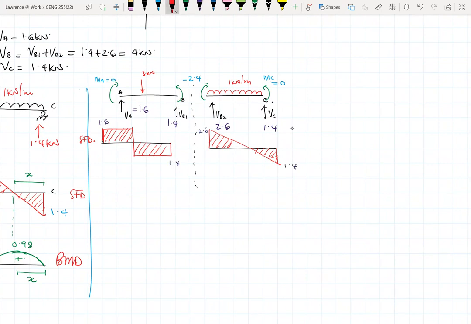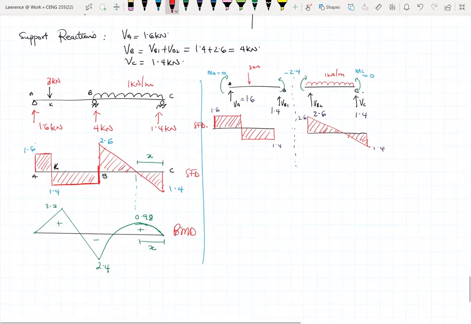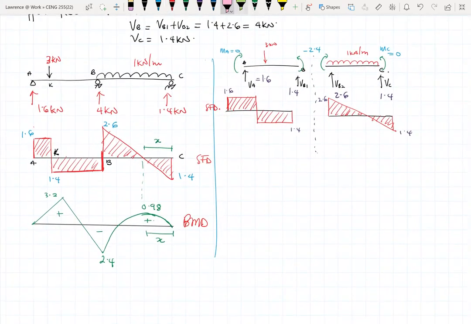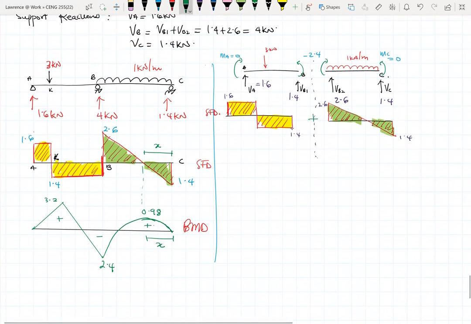If you compare the two, you see that they are the same. The portion with the yellow shade is the same as the one on the left, and the portion with the green shade is the same as the one over here. So from here you combine these two, you just attach the two drawings together and they look the same.